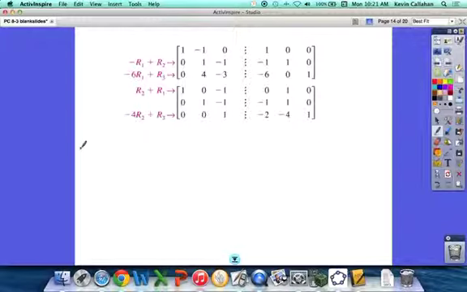Okay, we're in this row here. So we're adding up these two, and we're putting the result here. So 1 plus 0, negative 1 plus 1, 0 plus negative 1, 1 plus negative 1, 0 plus 1, and 0 plus 0. Right, that's this row. And then in order to make a 0 here, we're going to do negative 4 times this row plus this row.